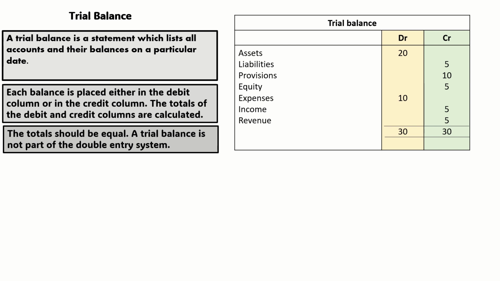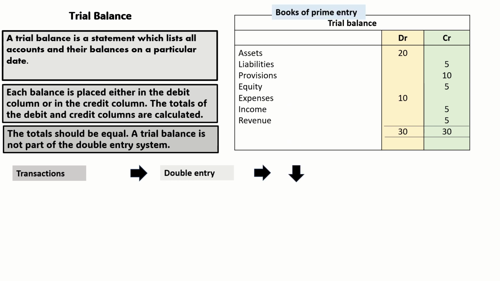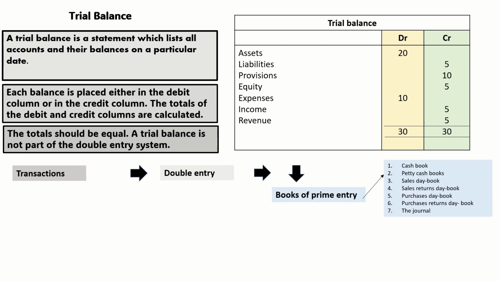How do we prepare a trial balance? First, you look into the transactions and complete the double entry. Followed by that, you enter the details to books of prime entry, such as cash book, petty cash book, sales day book, sales returns day book, purchases day book, purchases returns day book, and the journal. Once that's done, you transfer it to the ledgers.